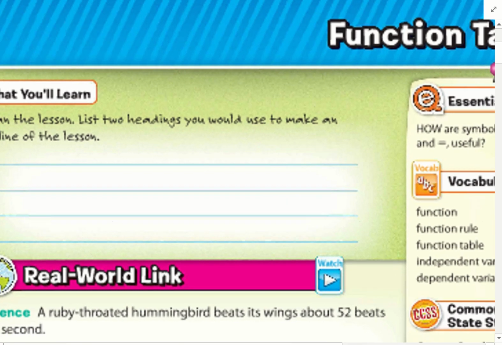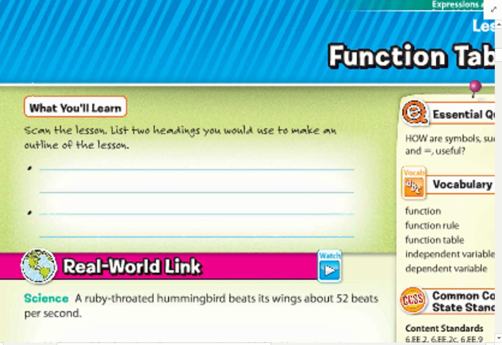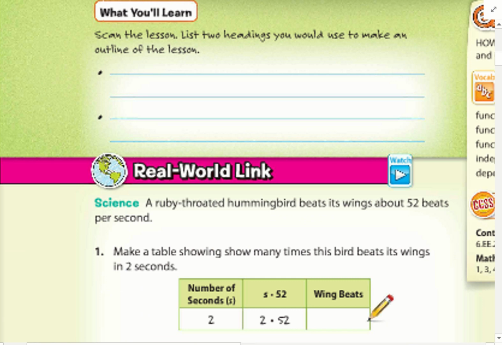We're going to be learning about function tables. So today we're going to find the outputs, and we're also going to find the input.